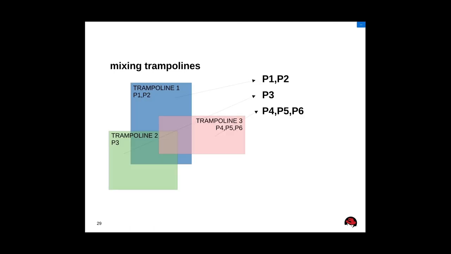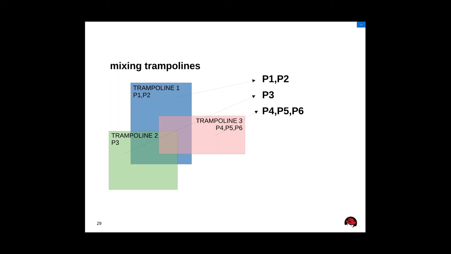The last problem is something I called mixing trampolines. At the moment, when a trampoline can be attached to only one single function, this is not a problem. There cannot be any mixing at all. But if you have a situation where multiple trampolines share the same functions, you can end up in a situation like I'm showing on the slide. Each rectangle is the set of functions that the trampoline is tracing. Each trampoline is attaching a different program, P1 to P6.